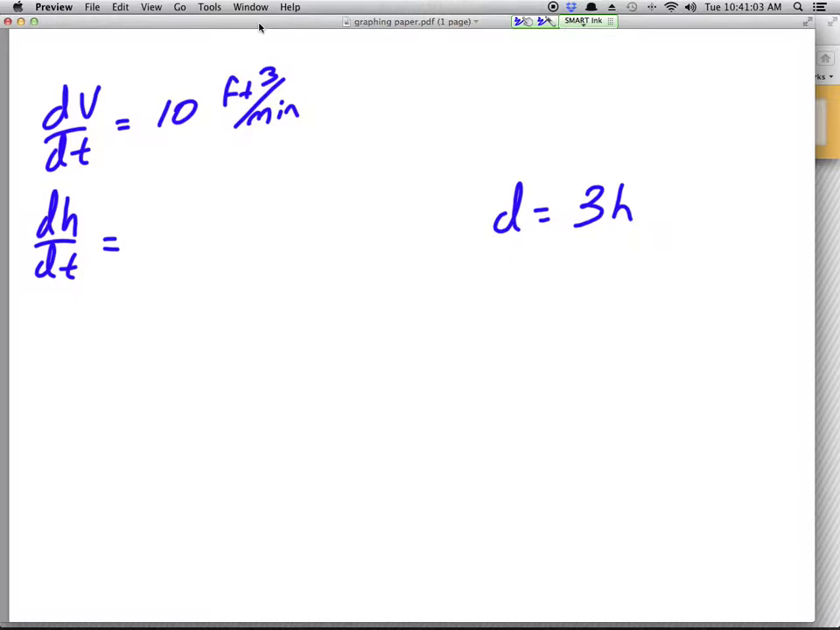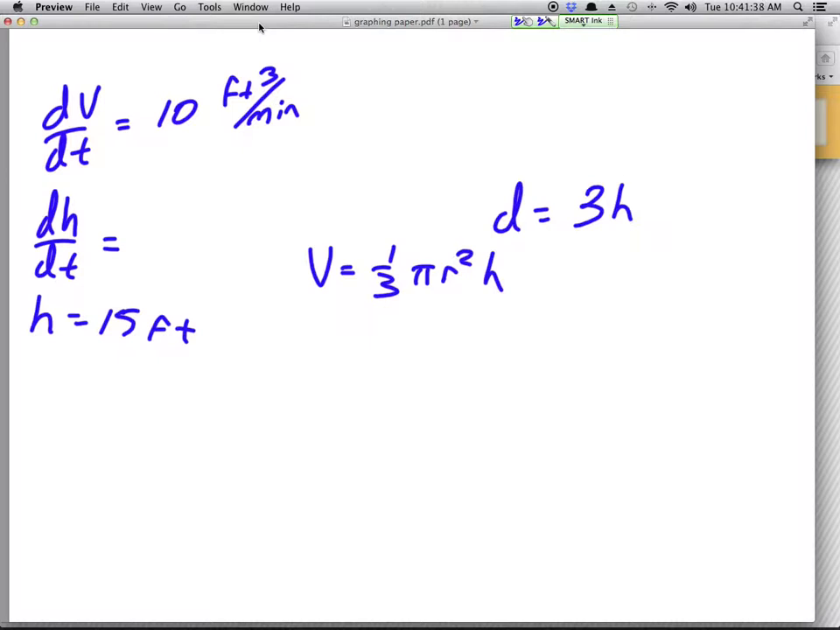Okay, and it says when the pile is 15 feet high. So what is 15? The height. Height is 15 feet. Okay, so now I've written down all the information I have. In order to move forward, what do I need? The volume formula for a cone is what I need. The volume formula for a cone is 1/3 pi r squared h.